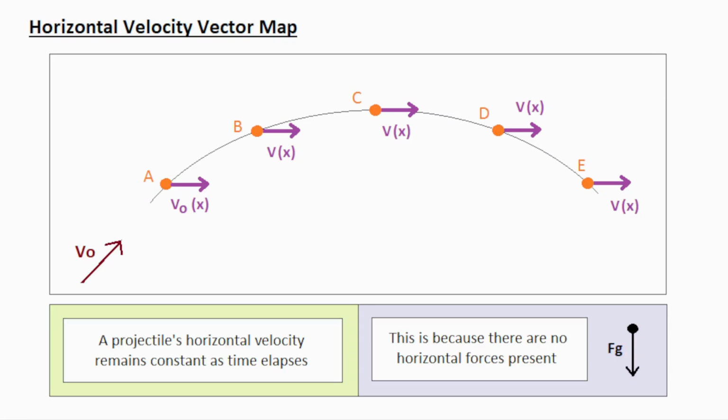And the reason is because the only force acting on the projectile would be a downward force of gravity. That will affect the vertical motion of the projectile, but not the horizontal motion. We would need a rightward force to speed these vectors up. We would need a leftward force to slow these down. We don't have either of those, so I expect the football to move with a constant horizontal velocity throughout its entire flight.